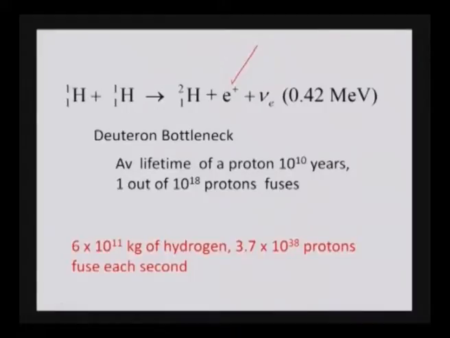The two protons are fusing to make a bigger nucleus of two nucleons, and simultaneously one of these two protons must convert itself into a neutron. And once a proton converts into a neutron, you also have a positron created and a neutrino created.